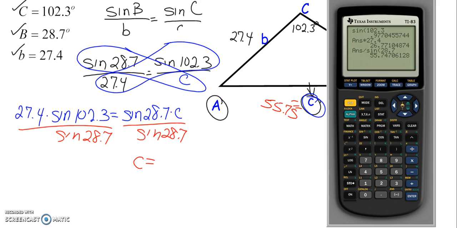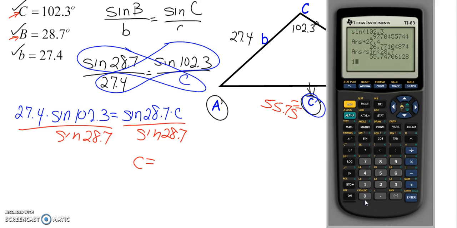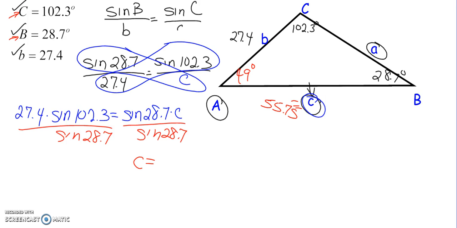The reason I say it would have been easy to find angle A is because I have two angles of a triangle. And if I have two angles of a triangle, then all I have to do is, I know they add up to 180. So 180 minus 102.3 minus 28.7. Enter. You would get that angle A is 49 degrees even. There's really no law of sines necessary. That's just using the fact that all three angles in a triangle add up to 180.